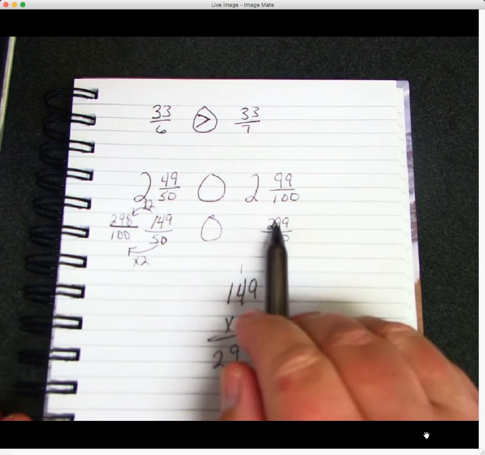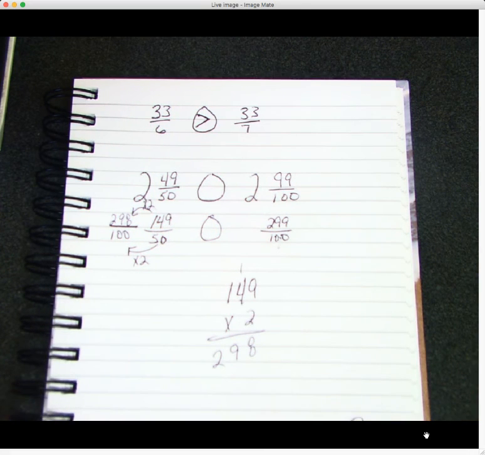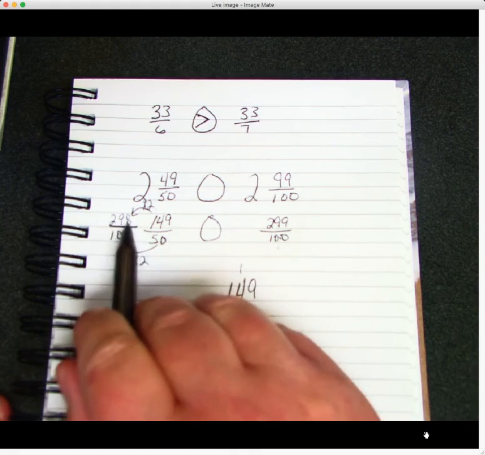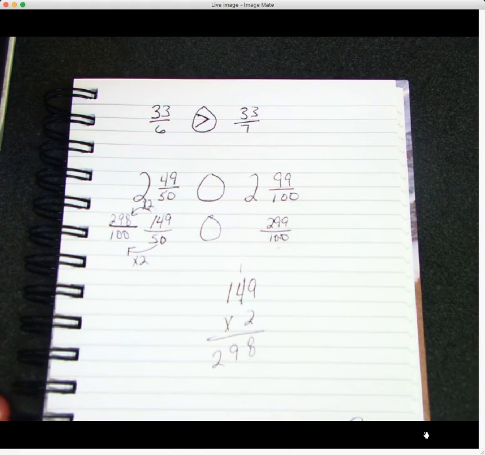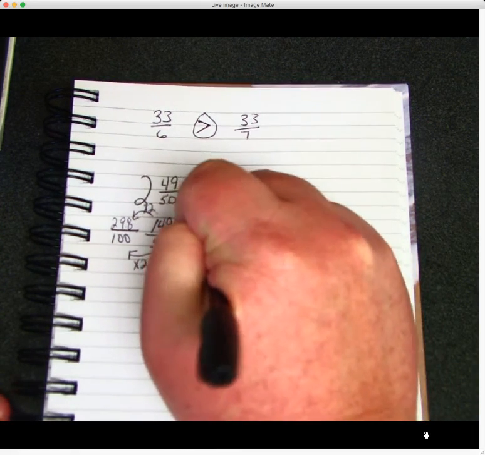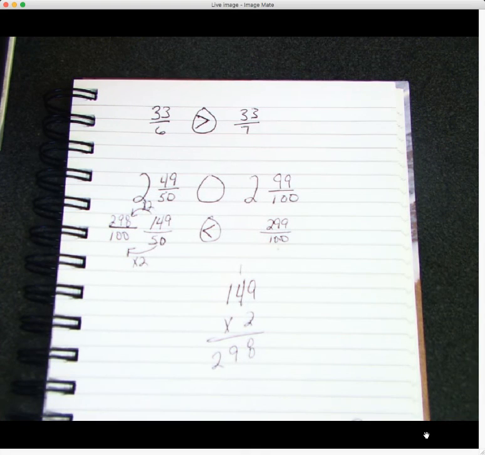Now look how close these are. 298 100ths and 299 100ths. That's too close to have you all be trying to figure this out, but we did it, didn't we? We're smarter than this number. So which one's bigger, 298 100ths or 299 100ths? 299 100ths is the larger fraction.